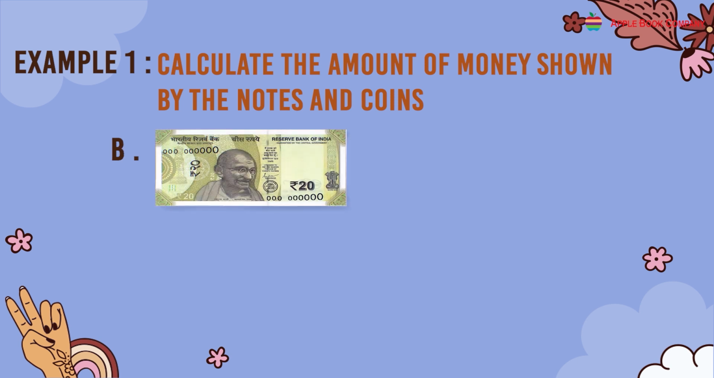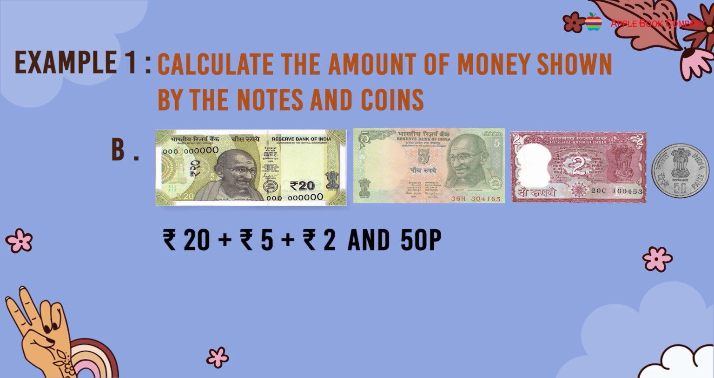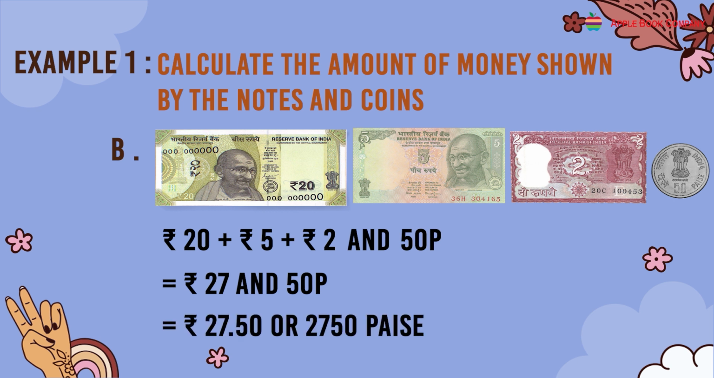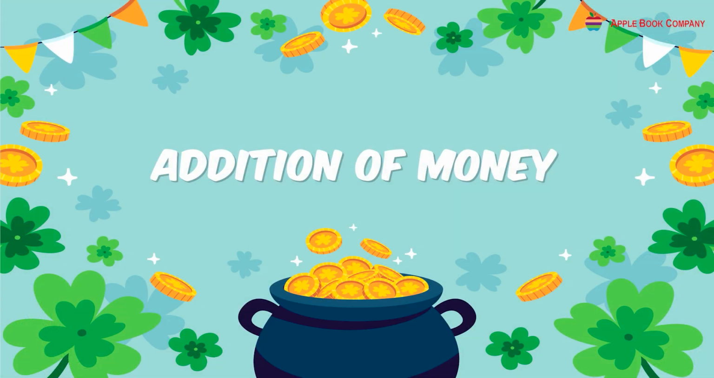B: we have a 20 rupee note, 5 rupee note, 2 rupee note and 50 paise. So add 20 plus 5 plus 2 and 50 paise, which is equal to 27 rupees and 50 paise. So how do you write it? 27.50 or 2750 paise.